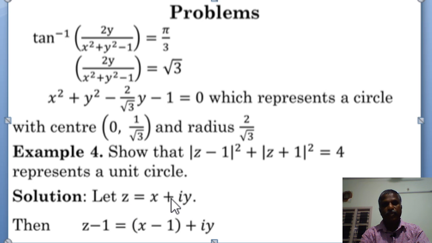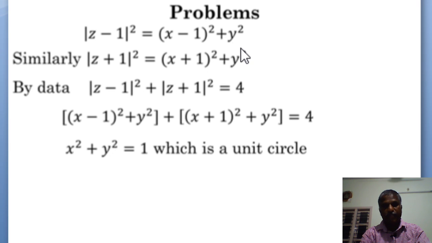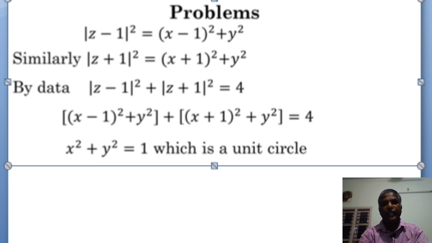So let us put z is equal to x plus iy. Find z minus 1, that gives x minus 1 plus iy. And modulus of z minus 1 is square root of ((x minus 1) whole square plus y square). So modulus of z minus 1 whole square, just removing the square root, gives (x minus 1) whole square plus y square. Similarly, modulus of z plus 1 whole square is equal to (x plus 1) whole square plus y square. So by adding, this is equal to 4. So substituting modulus of (z minus 1) whole square plus modulus of (z plus 1) whole square is equal to 4, we get x square plus y square is equal to 1, which is a unit circle. Thank you.